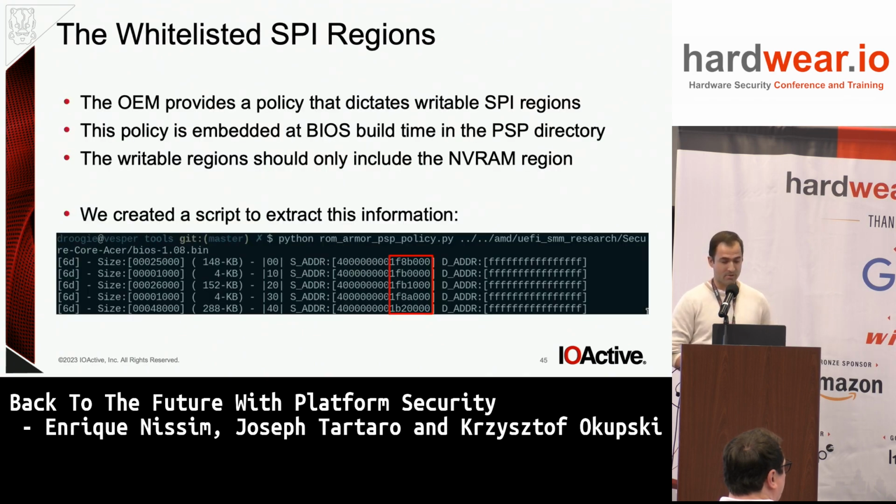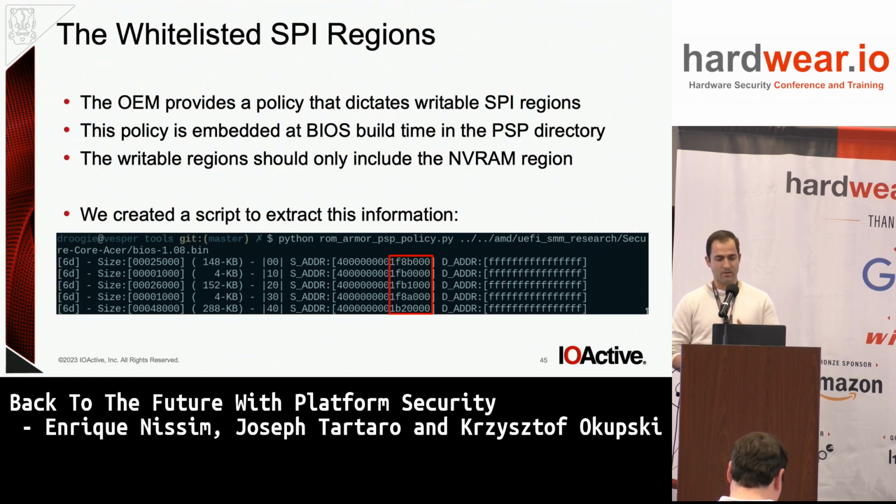So we tried to understand how the PSP is configured, what are the allowed ranges. So we saw that in the PSP directory, which is a data structure on the SPI Flash, there is a policy, which is embedded at build time, which defines the list of whitelisted regions. And essentially when the system boots, the entries in that directory are read, and PSB ROM Armor is configured.